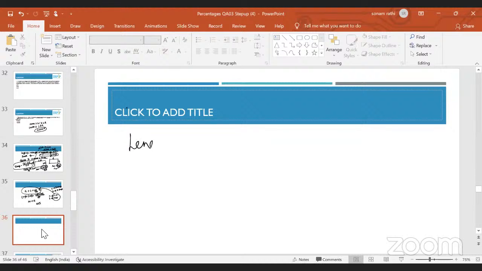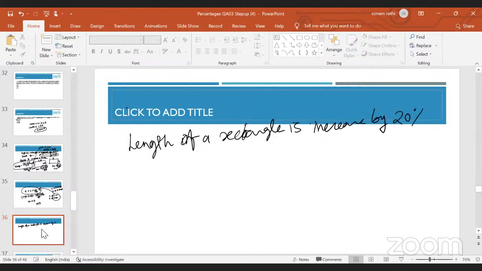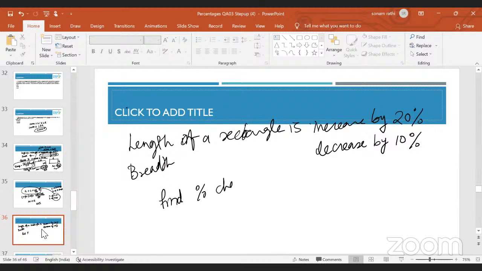Question is, the length of a rectangle is increased by 20%. Now pay attention. But breadth is decreased by 10%. Find the percentage change in area.